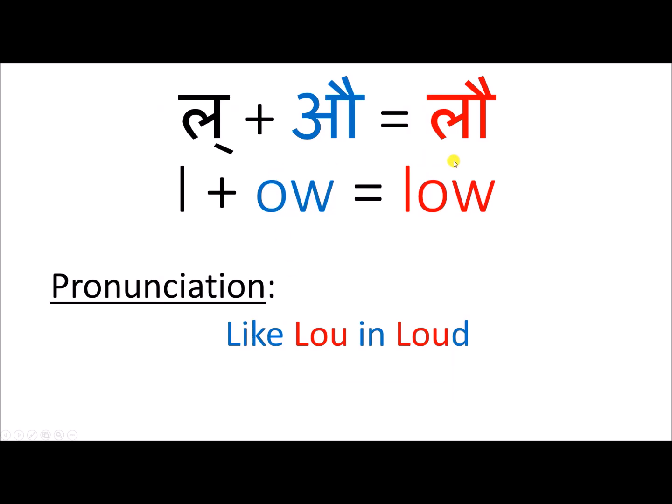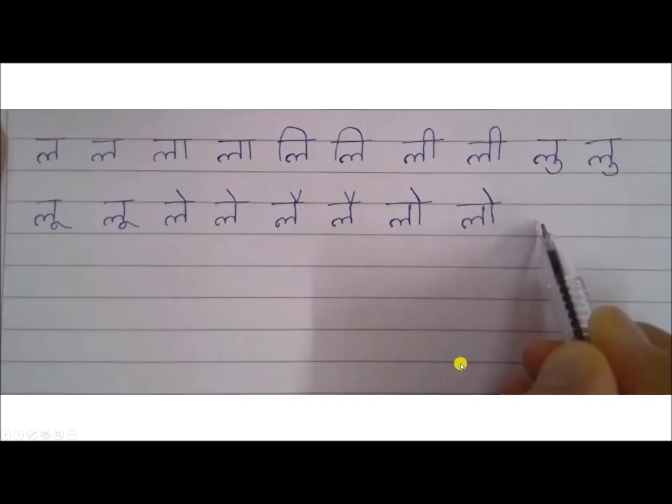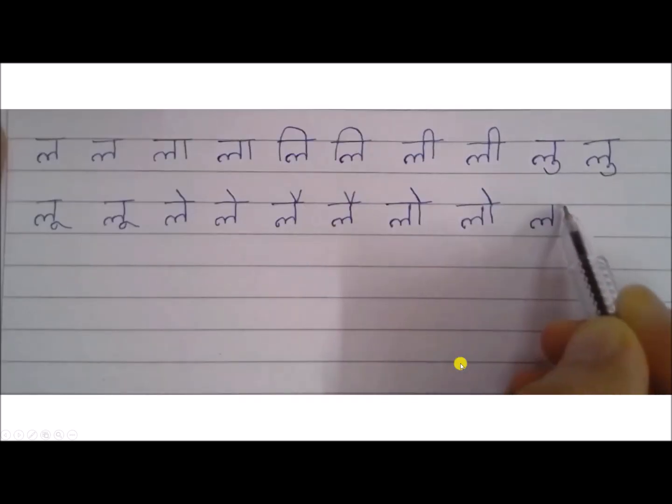Next is lou. You get this sound lou when you add L to AU. L plus AU equals lou. And lou is pronounced like LOU in loud. And lou is written like this.